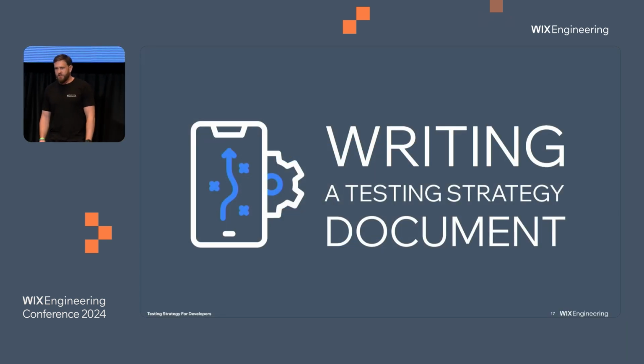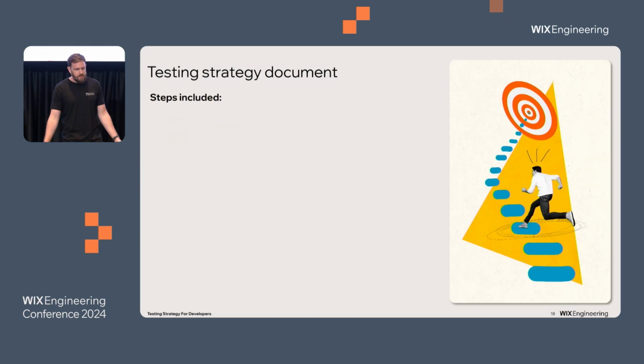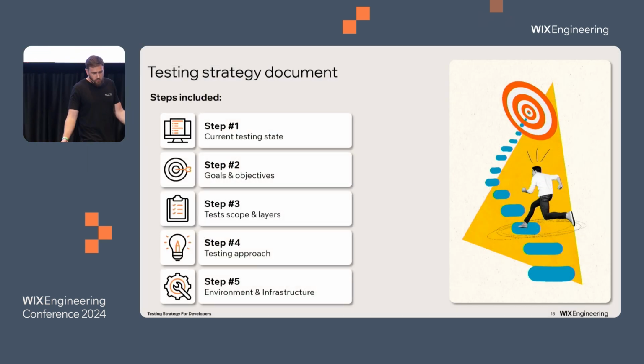All right, so now we understand how testing strategy can impact your project. Let's understand how to write one. So what is a testing strategy? A testing strategy is basically a document which consists of 5 steps. We will go into each step, and in each step we'll explain the reason for this step and how we did it in Editor Elements as the live example.